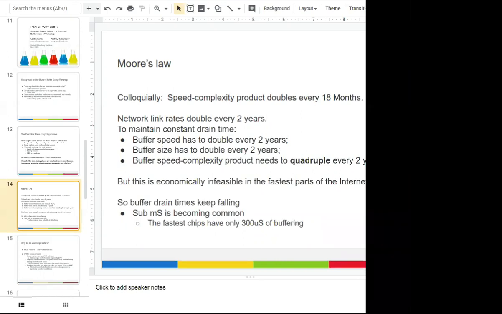In order for the drain time to be constant, which is the amount of time it takes for a full buffer to empty, first of all, fundamentally, the buffer speed has to double to match the link rate, and the buffer size has to double to maintain the drain time. So the speed complexity product has to quadruple every 2 years, or double every year, which is faster than Moore's law. And it can't be done. It simply cannot be done. And the consequence of this is that buffer drain times keep falling.